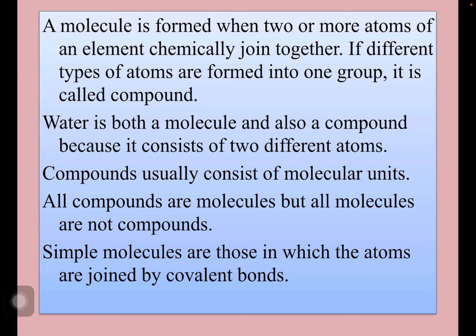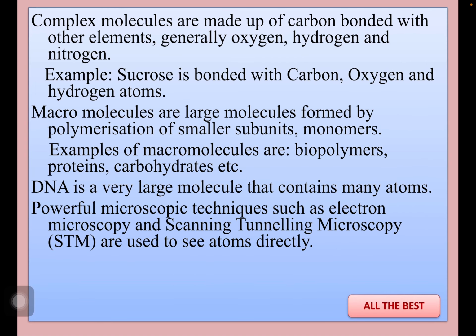Simple molecules are those in which atoms are joined by covalent bonds. Complex molecules are made up of carbon bonded with other elements, generally oxygen, hydrogen and nitrogen. Best example, sucrose is bonded with carbon, oxygen and hydrogen atoms.